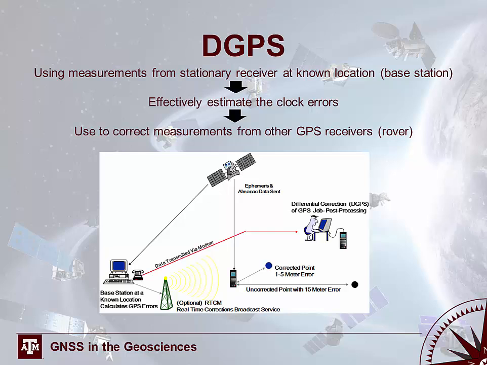So DGPS works by using measurements from a stationary receiver at a known location. This is called your base station. So here in the diagram you see your base station on the left side of the diagram. You calculate your known errors at that location, and optionally you can transmit those real time or you can do the correction after the fact. But either way, you have that receiver at a stationary known location, that's your base station. You estimate clock errors continuously at that base station, and then you calculate correction factors from those clock errors, and you use those to correct measurements from another GPS or multiple GPS receivers. Those are called your roving GPS receivers.